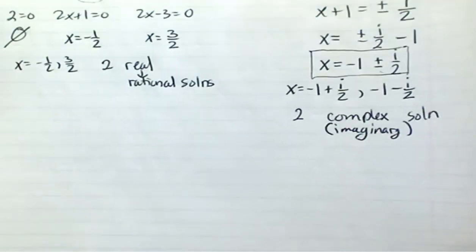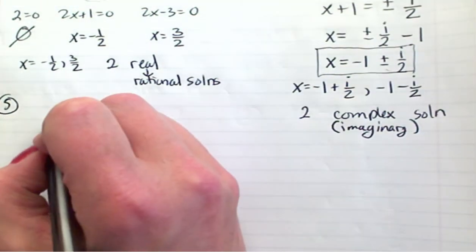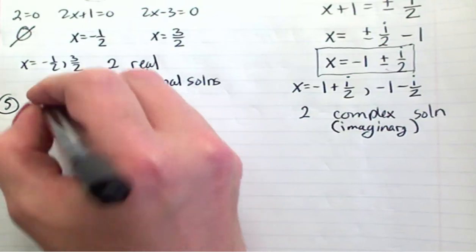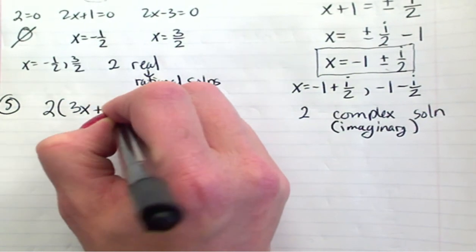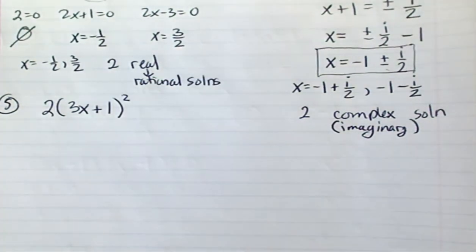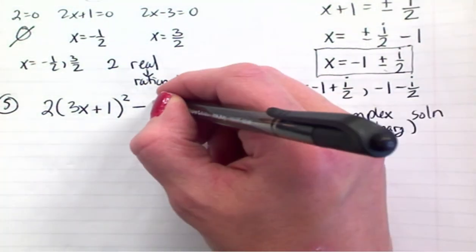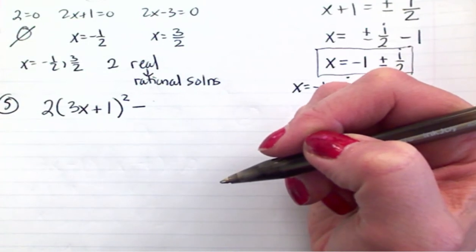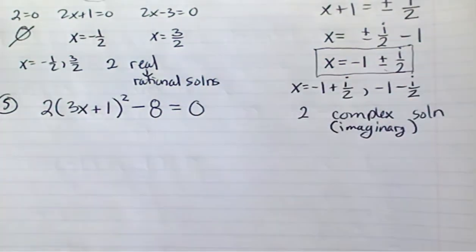One. Last one right here. Okay. 2(3x plus 1) squared minus 8 equals 0. Okay, there you go. Solve for x.